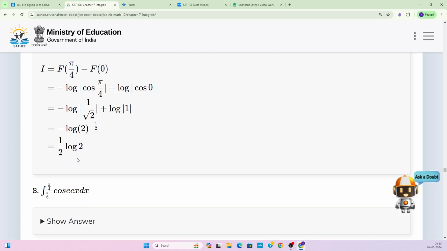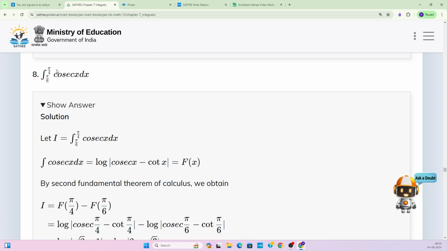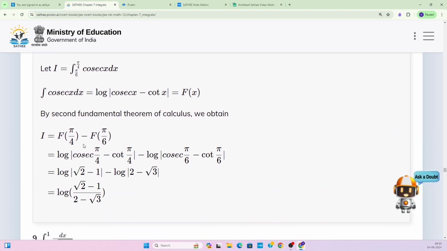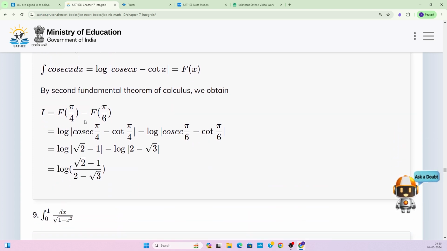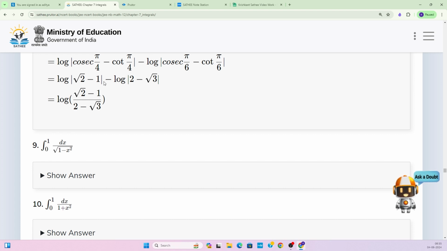Okay, simple. Now the eighth problem, definite integral from pi by 6 to pi by 4 of cosec x dx. You all know the indefinite integral of cosec x dx will be log of modulus cosec x minus cot x, which will be your capital F(x). Now using the second fundamental theorem, capital F of pi by 4 minus capital F of pi by 6. This means log of modulus cosec pi by 4 minus cot pi by 4 minus log of cosec pi by 6 minus cot pi by 6. Now log of modulus root 2 minus 1 minus log of modulus 2 minus root 3. Using the log property you will have this as your final answer.